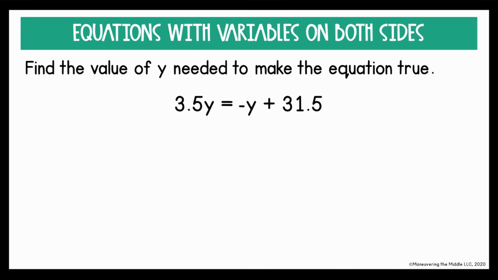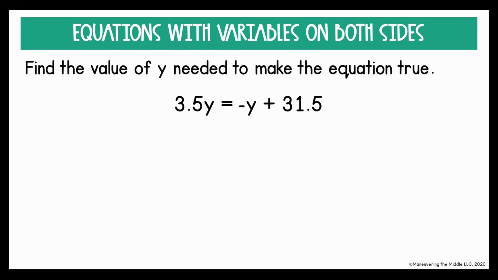All right. Find the value of y needed to make the equation true. Well, there's no like terms that need to be combined and no distributing. So let's look at our variables. I'm going to take them to the left since 3.5 is greater than negative 1.